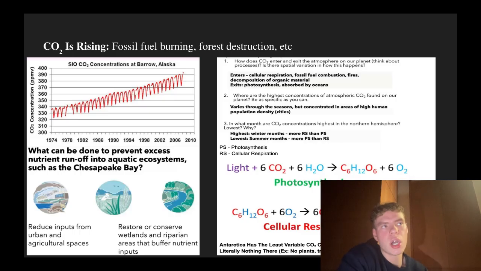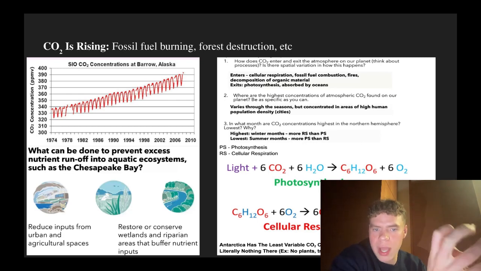And the only reason this causes climate change is because our planet has something called the greenhouse effect, which means that when light from the sun comes into the earth, it obviously escapes through radiating through the earth.